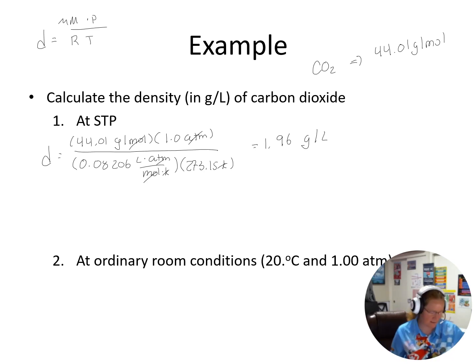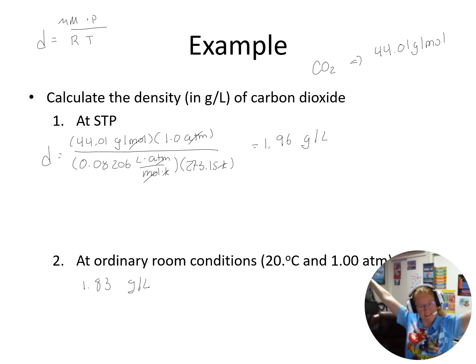If you did it correctly, you should have gotten 1.83 grams per liter. This makes sense. The density, again, is inversely proportional to temperature. The temperature went up, my gas particles started moving further apart, so my density went down.